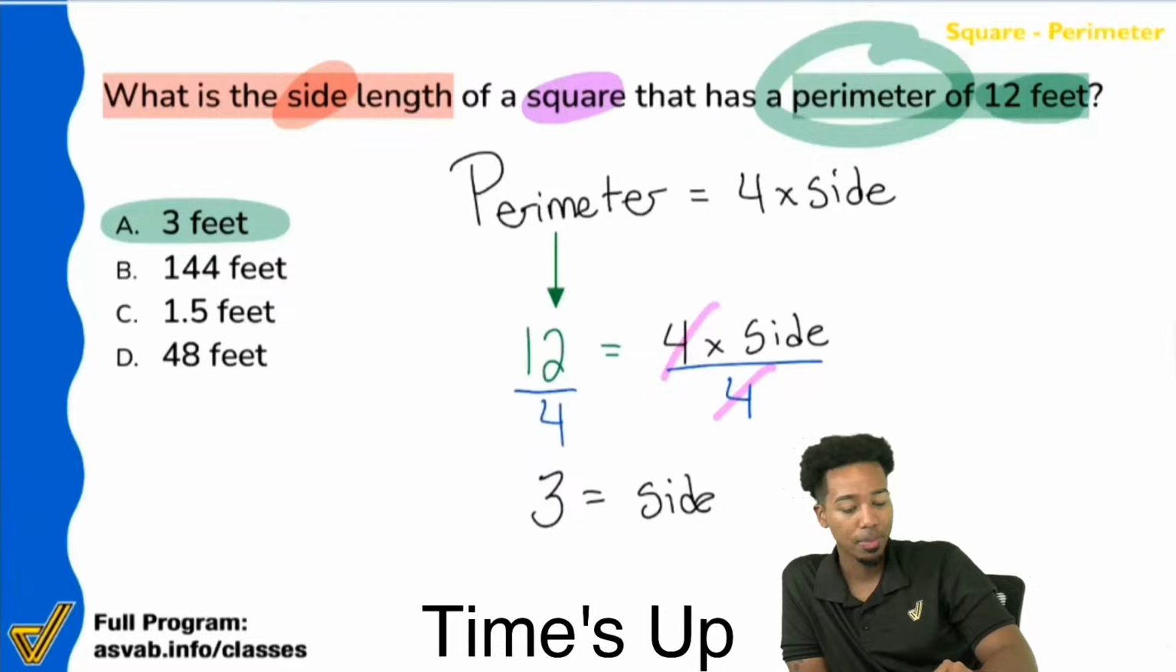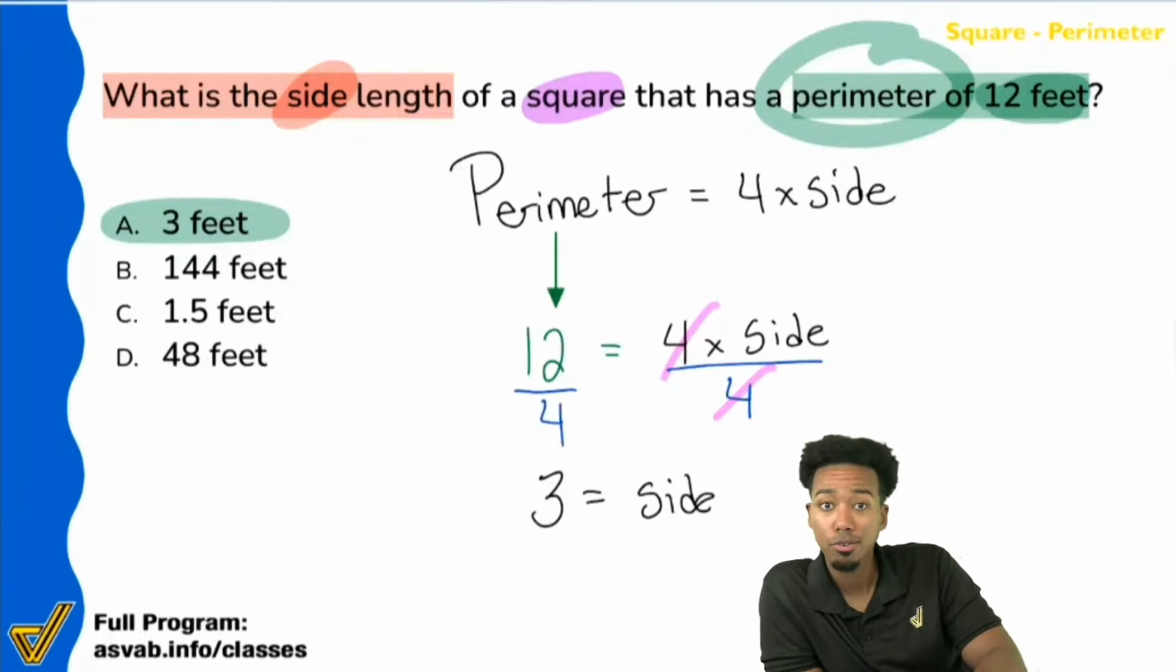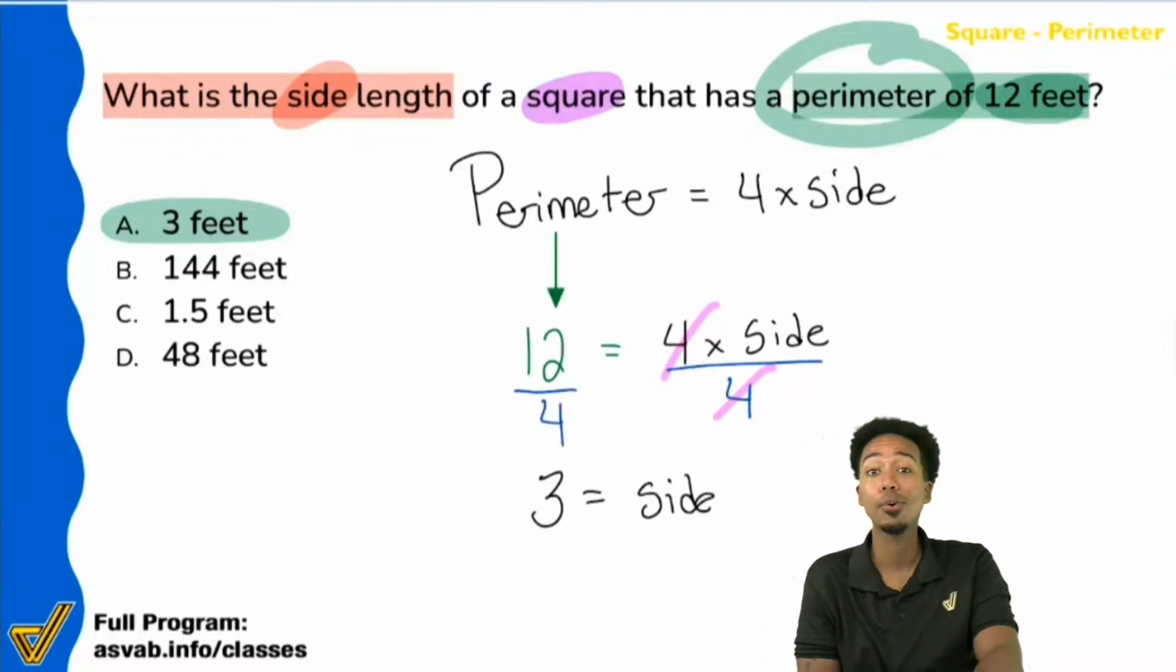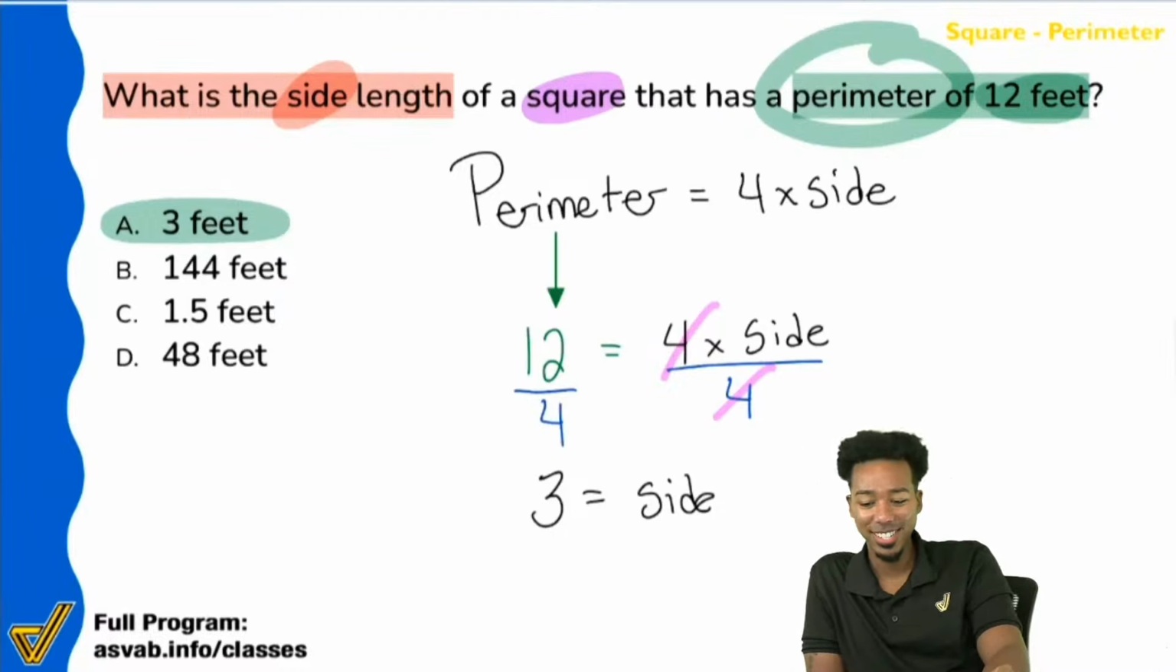So with that, up next, here's what we got. What we're going to do next is jump into perimeter for rectangles. But again, we're going to have problems working forward, problems working backwards. We're going to see what's up.